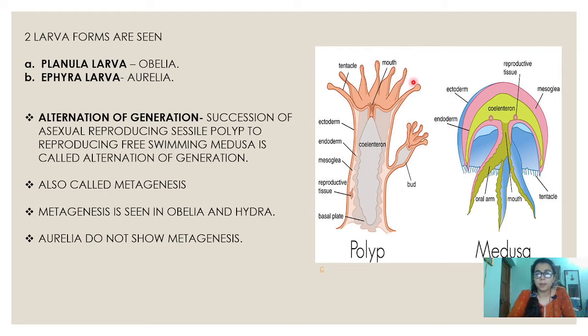So this is polyp, that is asexual in nature, and medusa, that is sexual in nature. So this is alternation of generation, also called metagenesis. One more important point to be noted, that metagenesis is only seen in Obelia and not in Hydra, and is not seen in Aurelia. So, this is an important feature to be noted down.